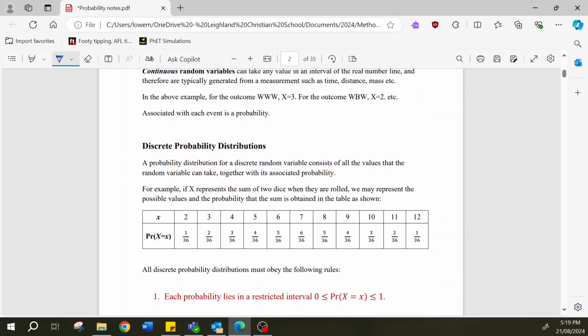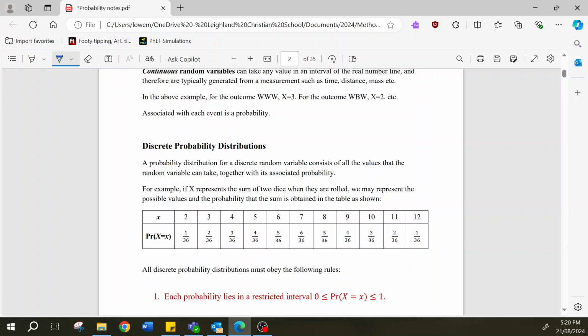So let's look at another situation. Particularly we're looking at discrete probability distributions. We'll get into what that means in a second. A probability distribution for a discrete random variable consists of all the values that the random variable can take, together with its associated probability. For example, if x represents, in this case, the sum of 2 dice when they are rolled, we may represent the possible values and the probability that the sum is obtained in the table that we can see here.